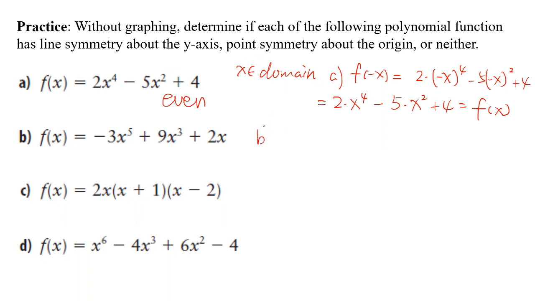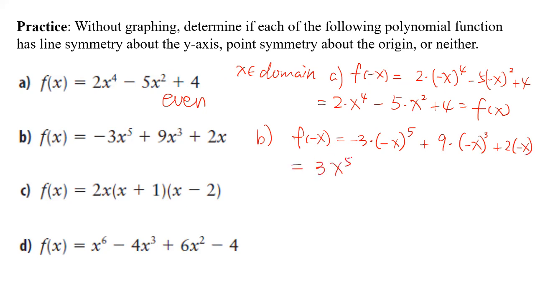Okay, next one. f(-x) equals -3 times (-x) to the fifth plus 9 times (-x) to the third plus 2 times (-x), which is 3x to the fifth minus 9x to the third minus 2x, which is actually -f(x). So this function is an odd function.